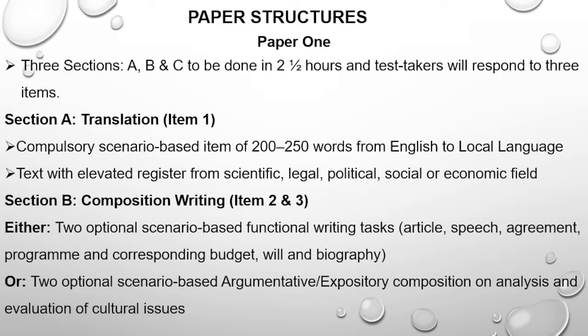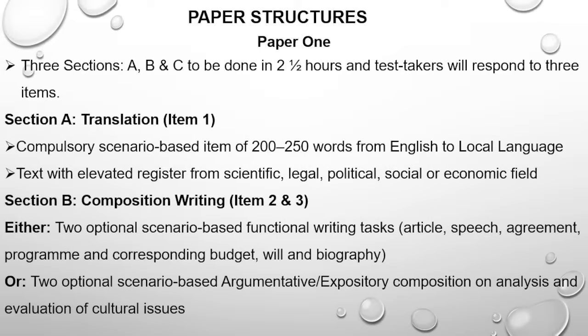Then the paper structures. We talked of 2 papers, paper 1 and paper 2. Paper 1, I said, is combining language use and social cultural expression. Then for paper 1, we shall have 3 sections in all. The 3 sections are A, B, and C. And these sections will be done in 2.5 hours. And the test takers will respond to 3 items. The breakdown is as well given.